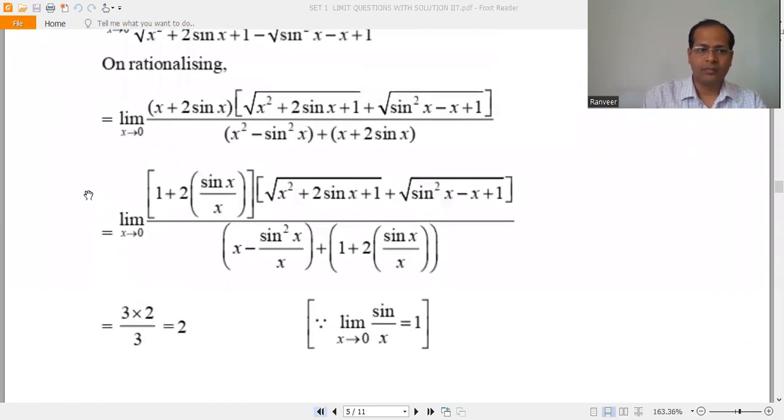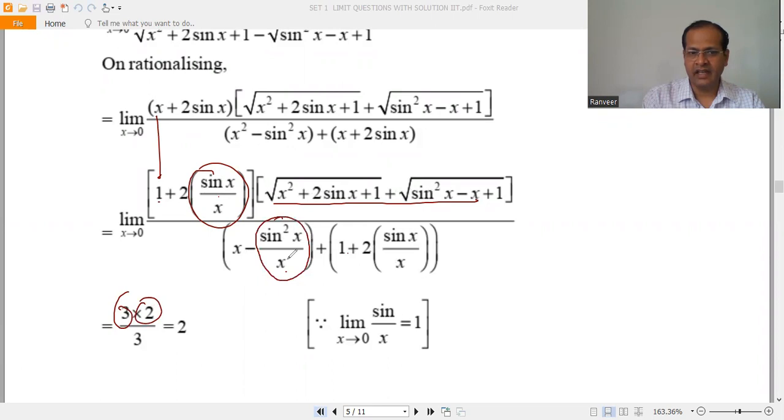So 1 here divided by x, this becomes 1. 2 sin x by x, this becomes 1. Here x minus sin square x by x, and 1 plus 2 sin x by x. So this becomes 2, this becomes 1. So 1 plus 2 is nothing but 3, into 2. And this is exactly sin square x divided by x.